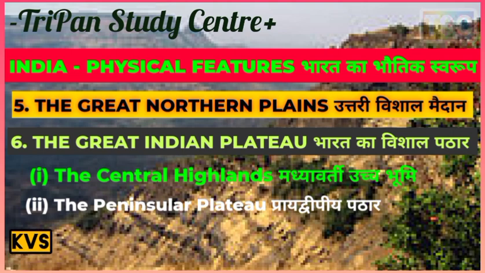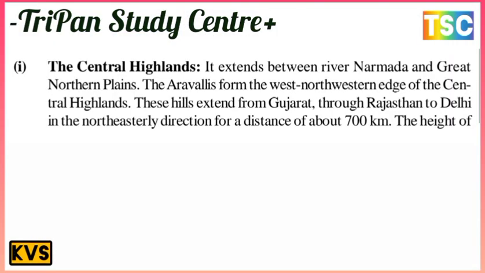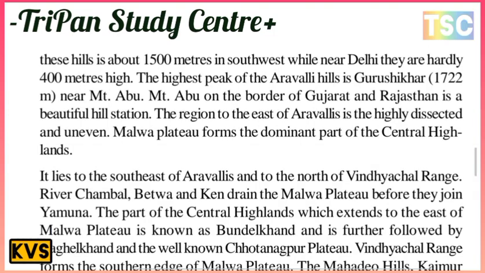The first one here is the Central Highland. It stands between the river Narmada and the Great Northern Plains. The Aravallis form the northwestern edge of the Central Highland. These hills extend from Gujarat through Rajasthan to Delhi in a northeasterly direction for a distance of about 700 kilometers. The height of these hills is about 1,500 meters in the southwest, while near Delhi they are hardly 400 meters high.